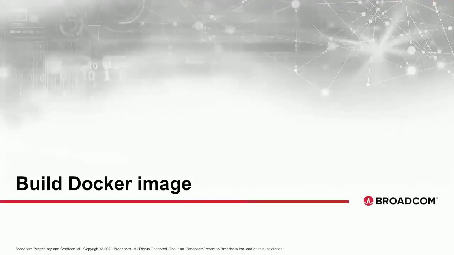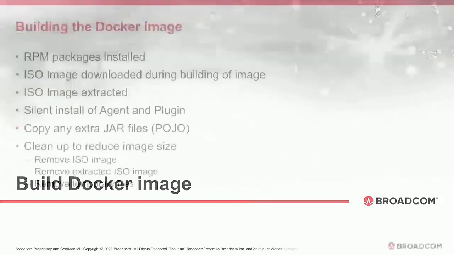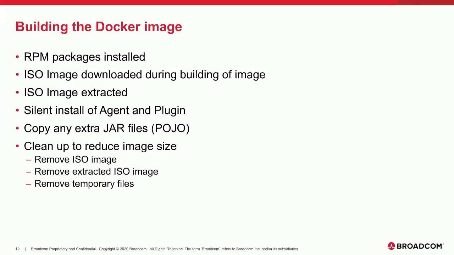Okay, so next is the Docker image, building of the Docker image. All right, so this Docker image will do a couple of things when it's doing the build. It's going to install the RPM packages, as I mentioned before. It's going to download the ISO images. It's going to extract the ISO image.